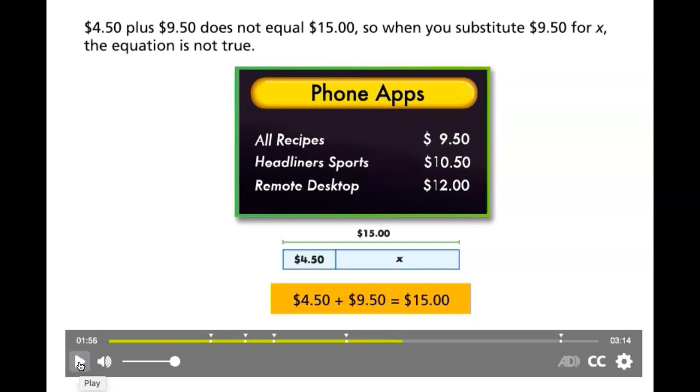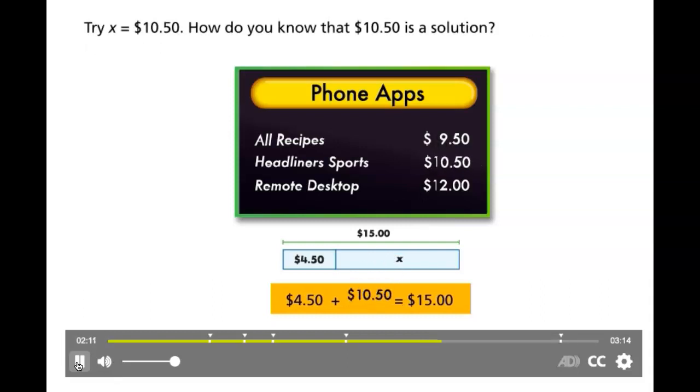So this is just substitution. In the beginning, someone asked, what do you mean by substitution? Substitution means changing the value of X to whatever possible solution. So we'll see if we got all the possible solutions. All right. $4.50 plus $9.50 does not equal $15. So when you substitute $9.50 for X, the equation is not true.